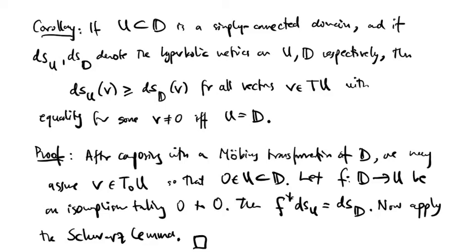Here's the proof. After composing with a Mobius transformation of D, which preserves the hyperbolic metric on D, we may assume that our vector v is at the origin, so that 0 is a point in U. Let's let f from D to U be an isomorphism taking 0 to 0. Then the pullback of the hyperbolic metric on U is, by definition, the hyperbolic metric on D. Now apply the Schwarz Lemma.